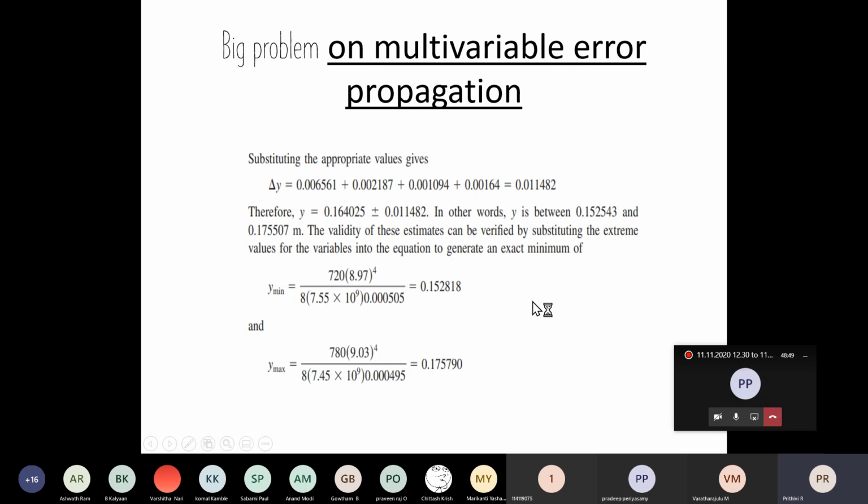And then substituting the values gives us this value, that is delta y is equal to 0.011482. So the total error of the function is calculated here.